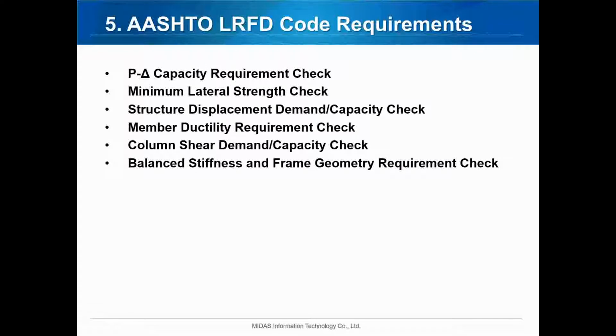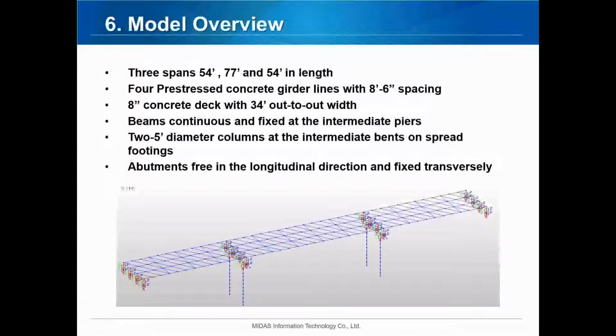Now for the AASHTO code requirements, we'll look at the P-delta capacity requirement check and the minimum lateral strength check. And we probably won't have time to go through the structure displacement demand and capacity check. We won't probably look at the member ductility requirement check or the column shear demand capacity check. But I wanted to mention here that these are important items that we need to look at to complete our seismic analysis and design. And also we'll briefly look at the balanced stiffness and frame geometry requirement.